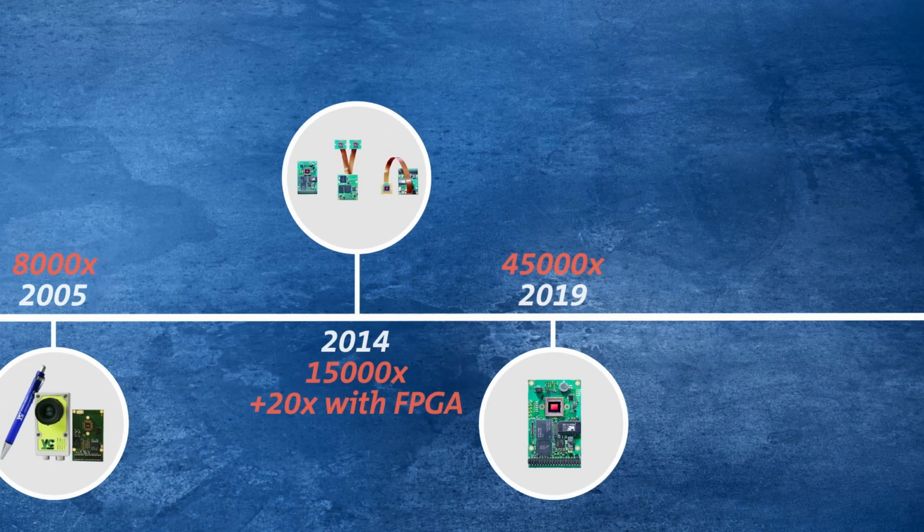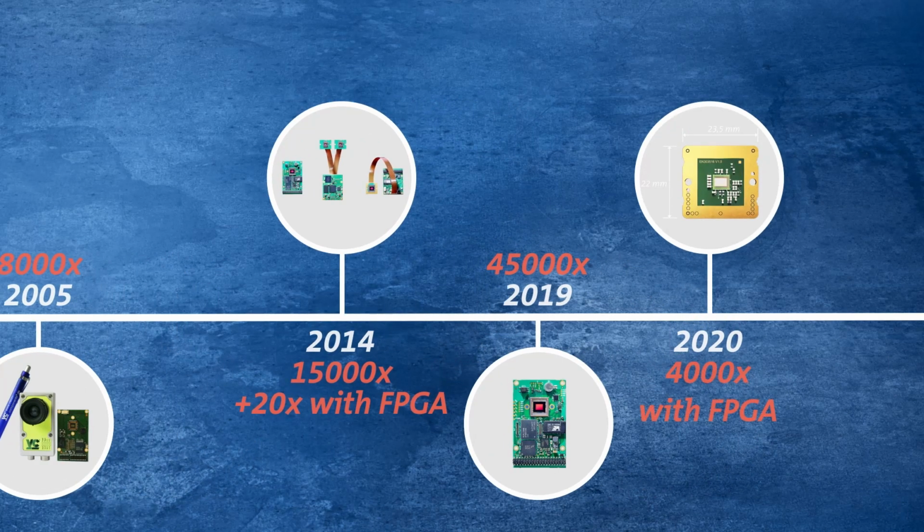Then in 2020, that was, let's say, the biggest jump, not in performance, but the biggest jump in size. This is based on a very compact processing solution. It's also based on a small FPGA and a small processing ARM-based unit to really reach an extremely small form factor, which we are going to have a closer look at in a couple of minutes.